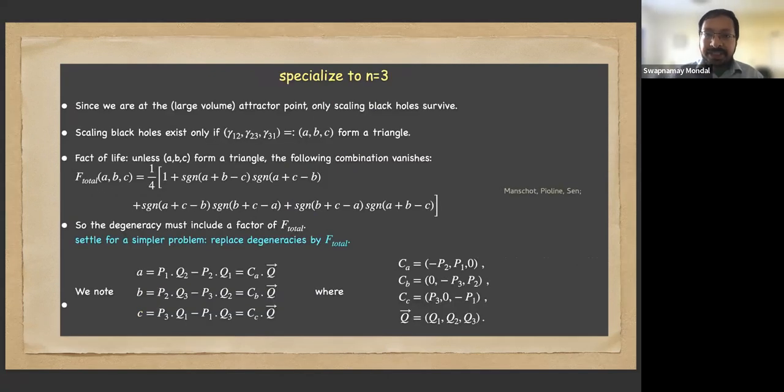Now let's specialize to n equals 3, and let's actually look at the structure of the degeneracies and whether we actually have that structure or not. Since we are at the large volume attractor point, we do not have two-centered black holes. We only have scaling black holes, and the simplest of them is the three-centered one. For simplicity, let's call gamma 1, 2 as A, gamma 2, 3 as B, and gamma 3, 1 as C. And they have to form a triangle, as we saw.